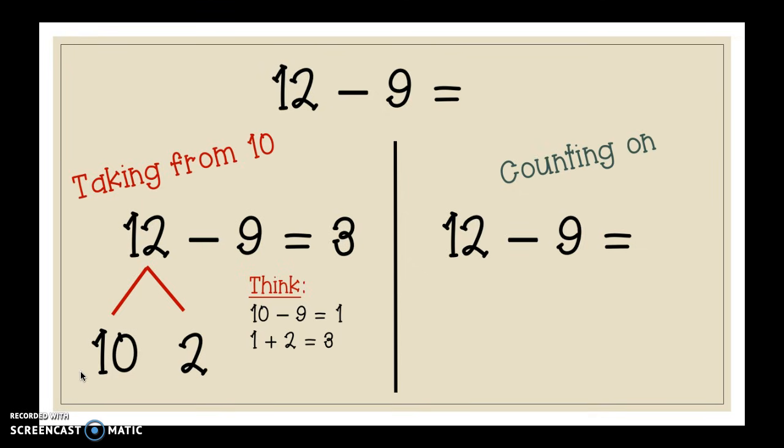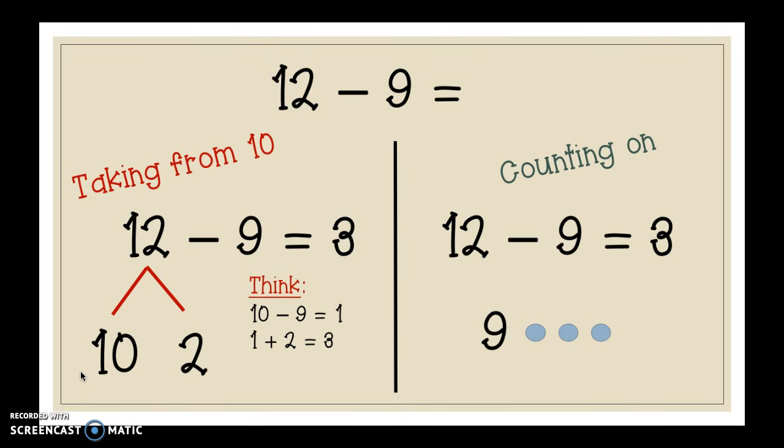We're starting with the smallest number in the subtraction problem and we're counting up to the whole amount. So here we go. We're going to say 9 and then we're going to draw circles until we get to 12. 9, 10, 11, 12. Stop. Okay, how many circles did we draw? That's right, we drew 3. Hey, look, our answers are the same if we take from 10 or if we count on. Both strategies work. Good job.